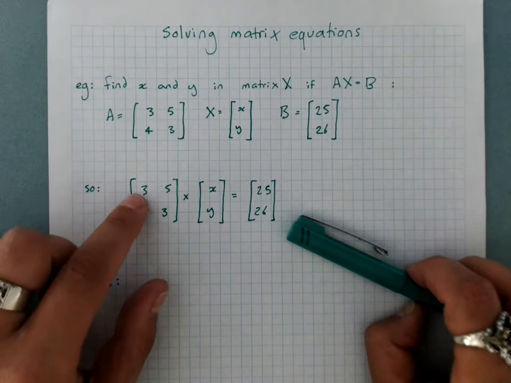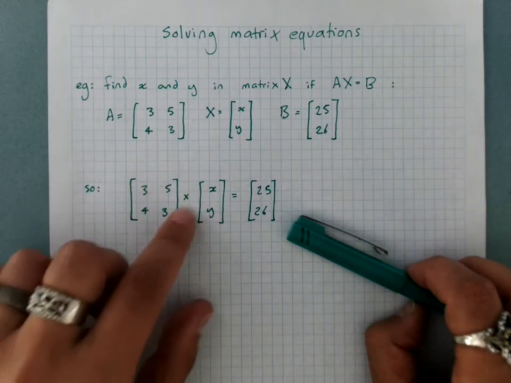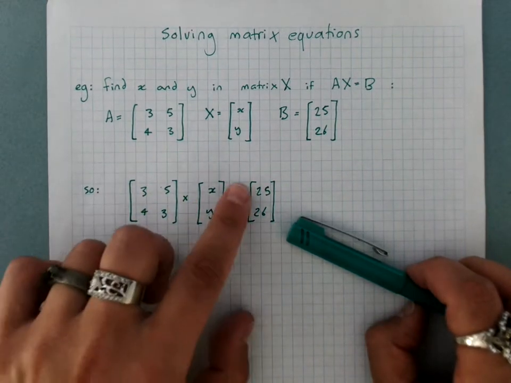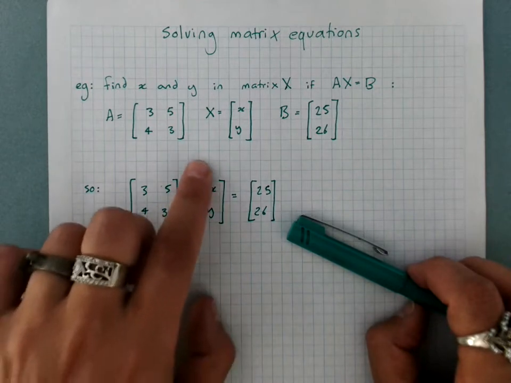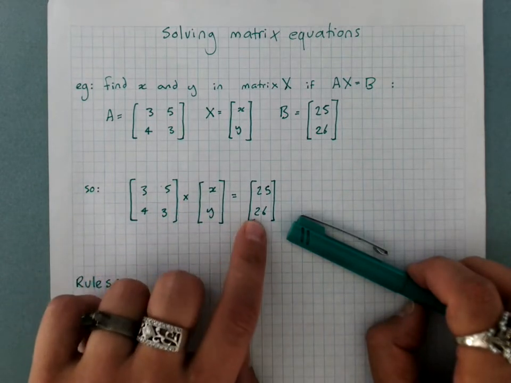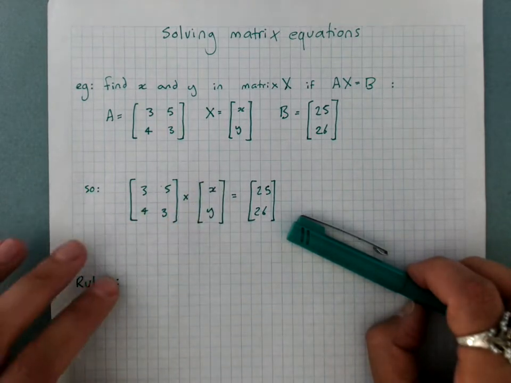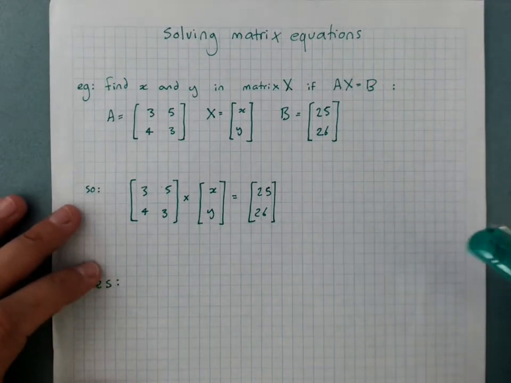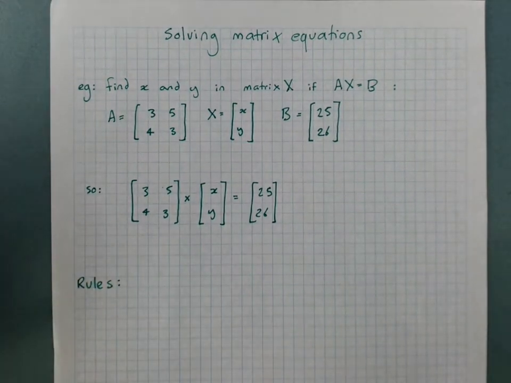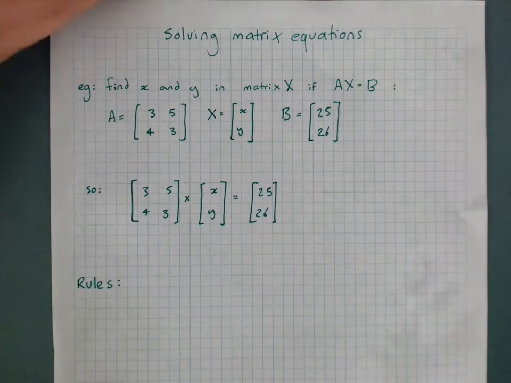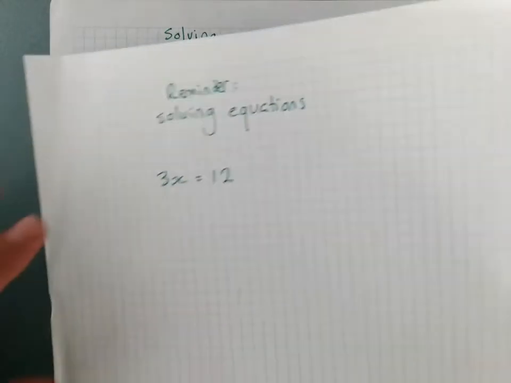This matrix times this matrix equals this matrix. Now you can see that this would work. That times that, added together, gives you 25. That times that, added together, gives you 26. But we need to find these numbers. And so, if you think about a normal mathematical equation, don't bother writing this down.